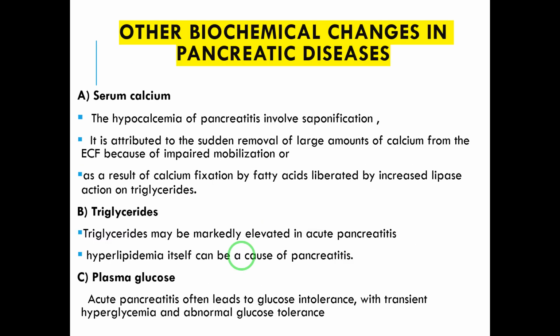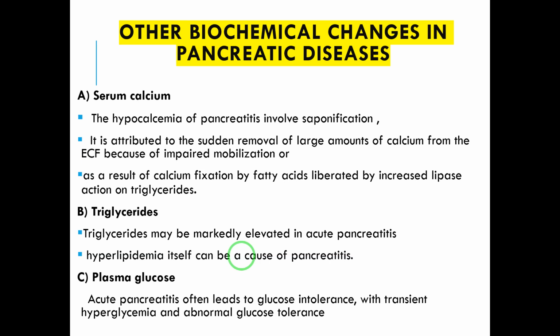Another biochemical change that occurs in pancreatic disease, especially in acute pancreatitis, is hypocalcemia, which may result from removal of a large amount of calcium from the extracellular fluid because of impaired mobilization, or as a result of calcium fixation by fatty acid. Sometimes we have hypercalcemia. So in acute pancreatitis, there may be hypocalcemia or hypercalcemia, maybe due to combined hyperparathyroidism.